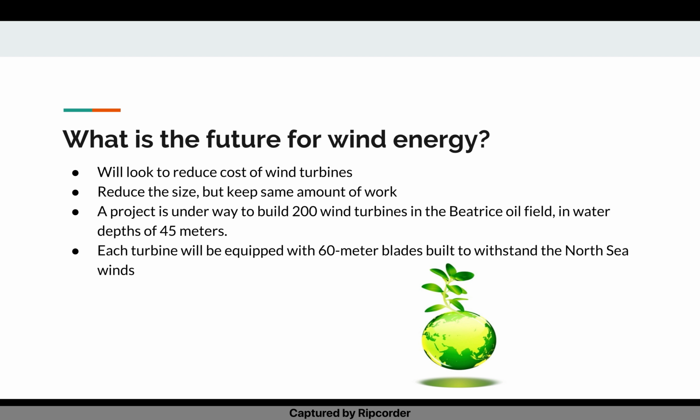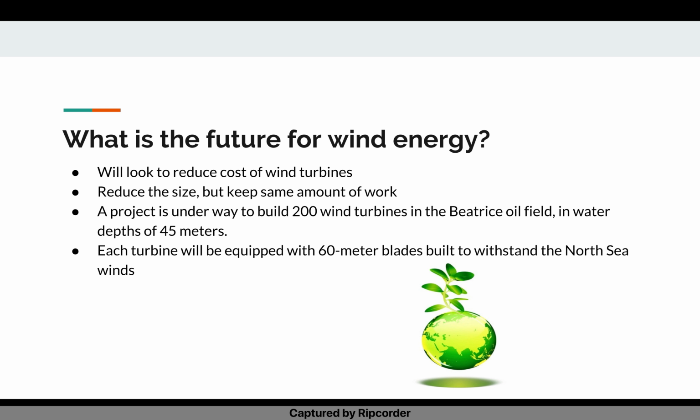So what does the future hold for wind energy? People will look to reduce the cost of wind turbines as they are very expensive to build and to handle. Making turbines thinner and taller will be a factor in the future as well, because then they will be able to maintain their work, capture more kinetic energy, and take up less space, and so we will be able to build more turbines.